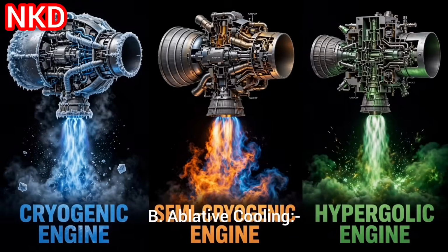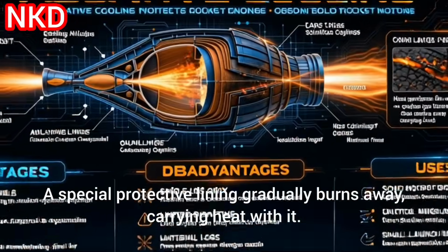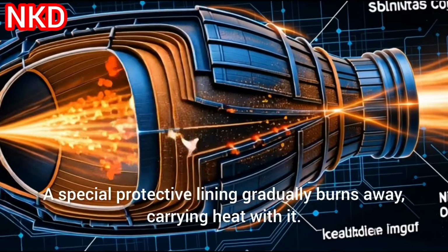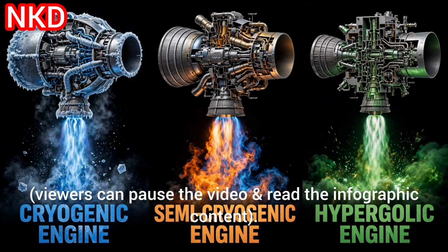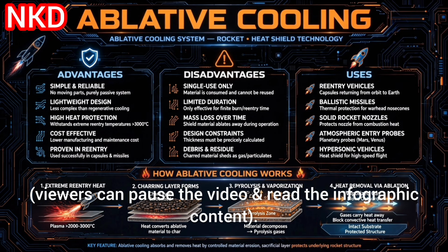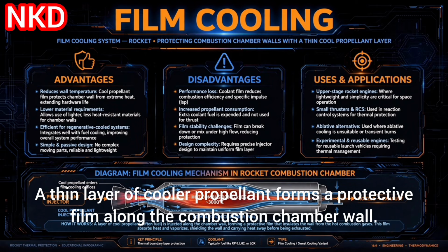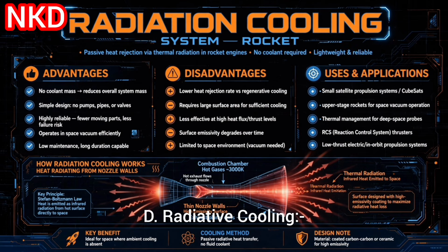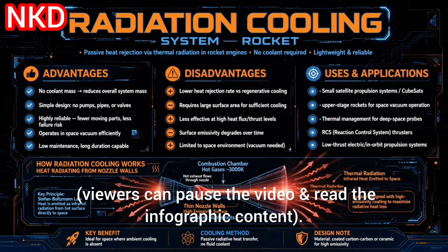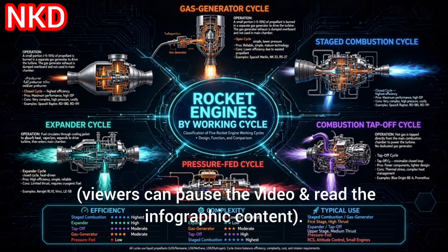B. Ablative cooling. A special protective lining gradually burns away, carrying heat with it. Viewers can pause the video and read the infographic content. C. Film cooling. A thin layer of cooler propellant forms a protective film along the combustion chamber wall. D. Radiative cooling. Heat naturally radiates into space. Viewers can pause the video and read the infographic content.